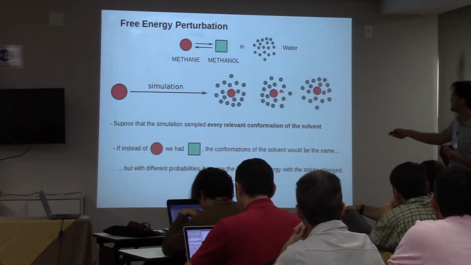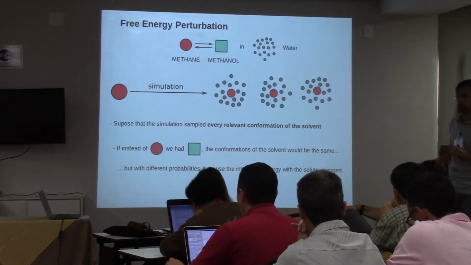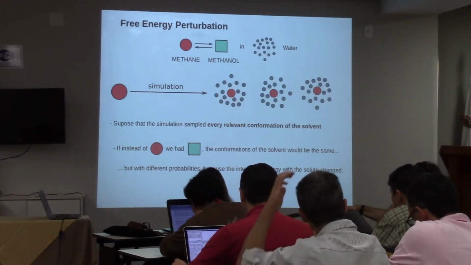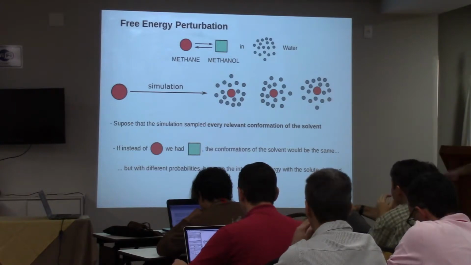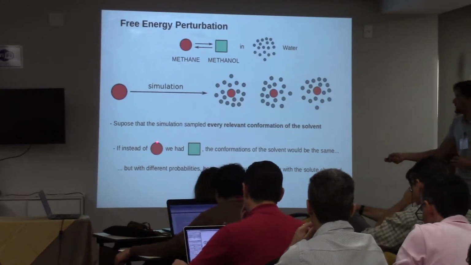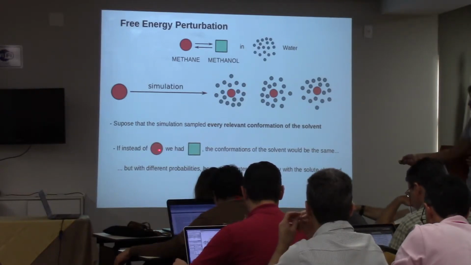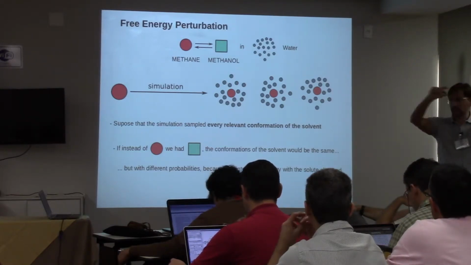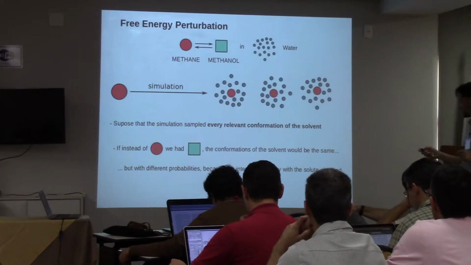For example, if a water molecule is overlapped on the red ball, this will be very unlikely because the energy of that configuration is very high. Anyway, we think that we have performed a simulation that is so long that every relevant conformation of the solvent was sampled. Let's believe in that. If that's true, we do not have to perform another simulation. We substitute the red ball by the green square in our simulation, so we get the same set of conformations, only with the red ball changed to the green square.